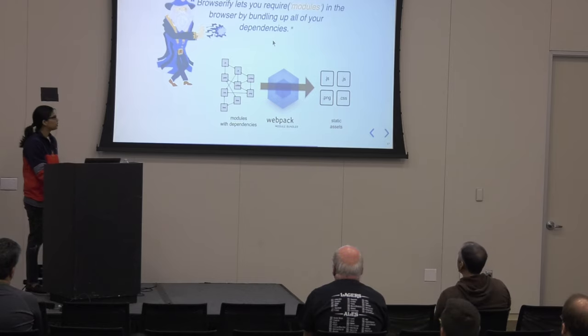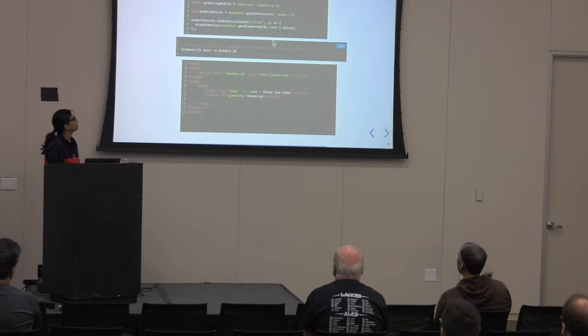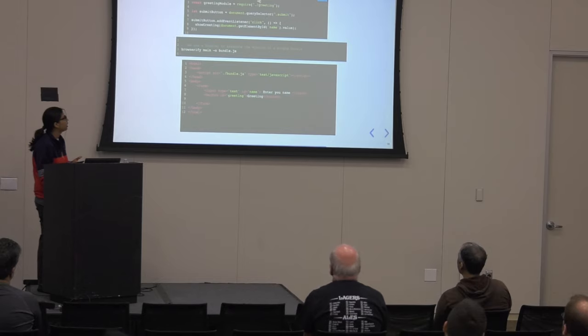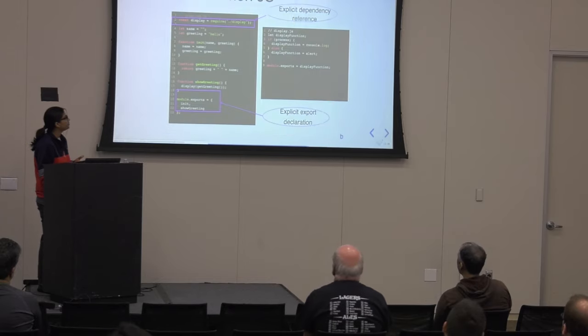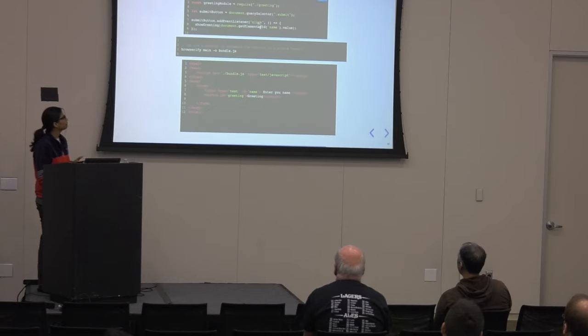Okay, all right. So we saw that there was AMD, there was CommonJS, and now we're going to look at what bundlers do. This is an example of CommonJS. Let's go back to the CommonJS files that we had. We had a greeting.js, and we had a display.js. Greeting depends on display. And then I also have an event handler JavaScript file called main.js.